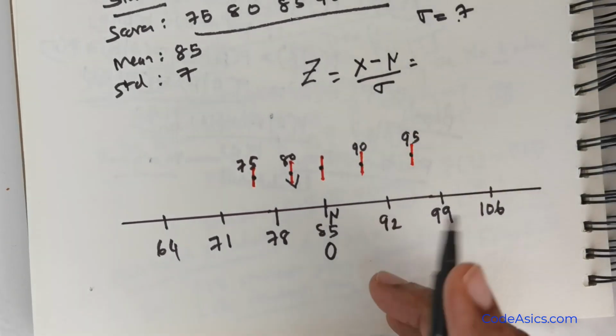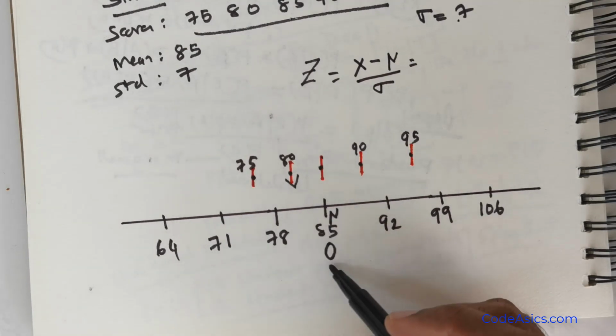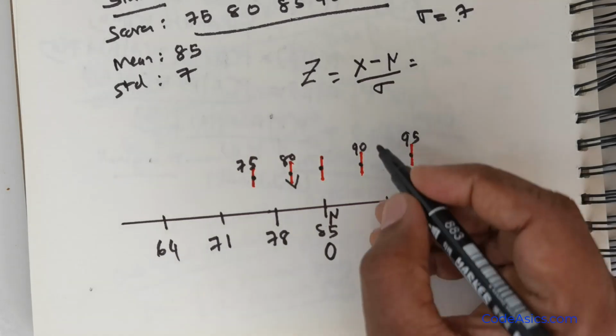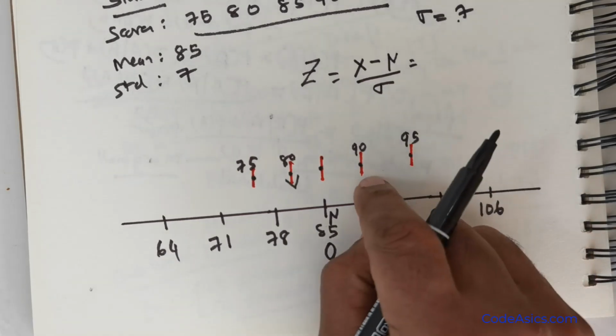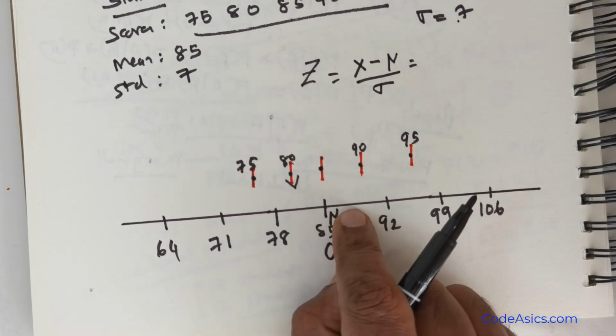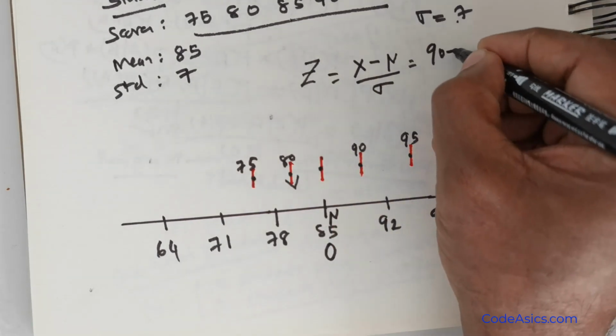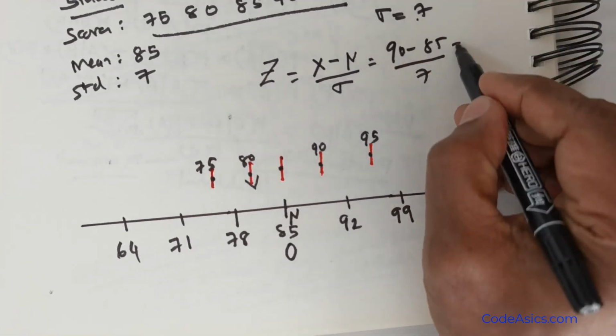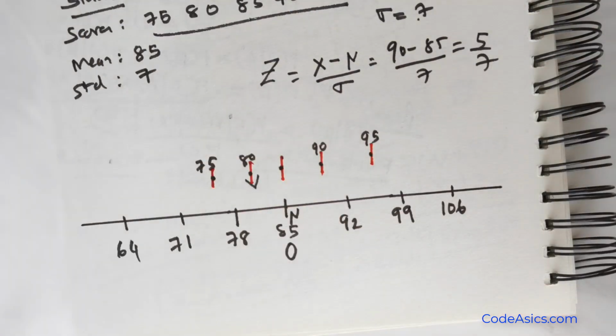So the observation in this case is going to be 0, right? So it's exactly on the mean, so there is no point in calculating, but I would like to know the distance of this value 90 from the mean. So for that, you place 90 minus 85 divided by 7. So this is going to be 5 over 7. So you have to use your calculator.